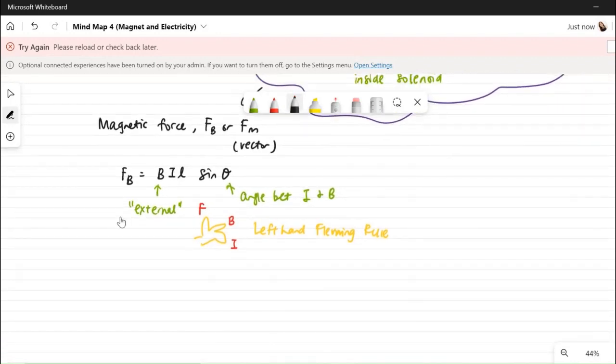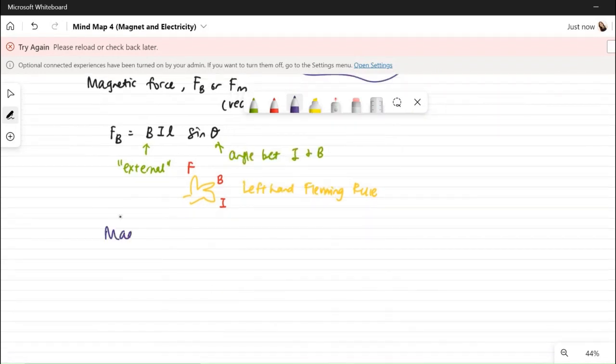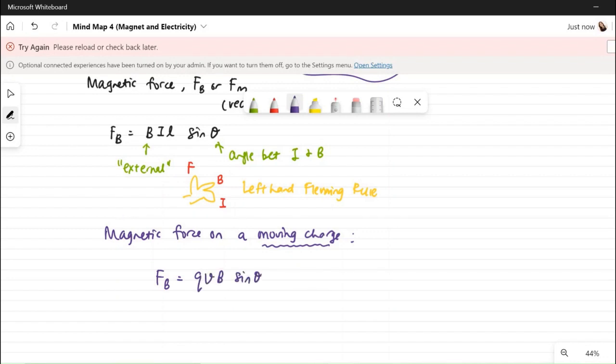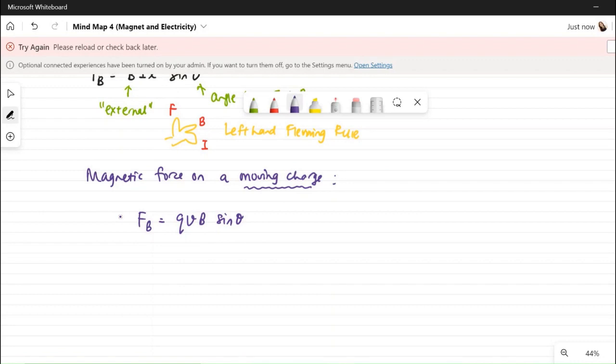Other than that, we can also find out the magnitude of the magnetic force on a moving charge, right? That means when a charge is moving with a certain velocity, so it must be moving. The magnetic force exerted on the moving charge is qvB sine theta, where q is the magnitude of charge of the moving charge, v is the speed of the charge, B is the magnetic field, and angle theta here again is the angle between B and v, right? So v is the speed of the moving charge.